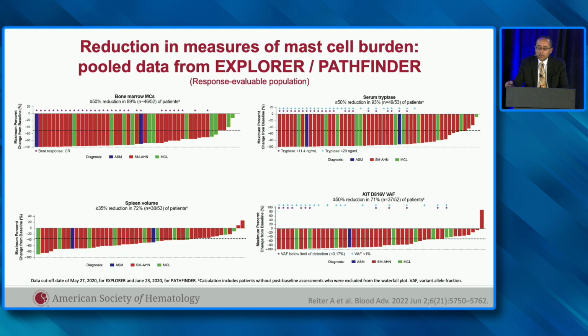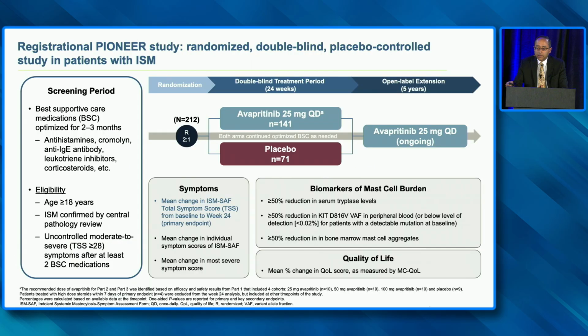And then this is markers of disease burden. So we looked at response criteria, which are more clinical, right? And now we have disease burden. So you can see here from these waterfall plots from both Explorer and Pathfinder really profound reductions in bone marrow mast cells, serum tryptase, and KIT VAF, as well as spleen.